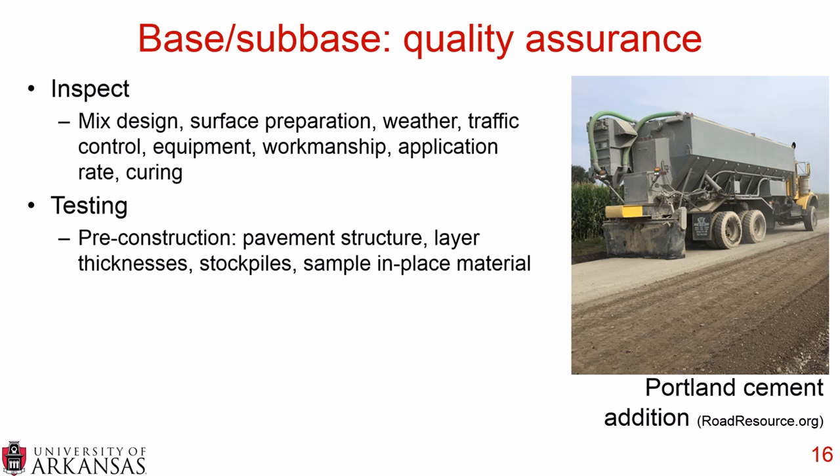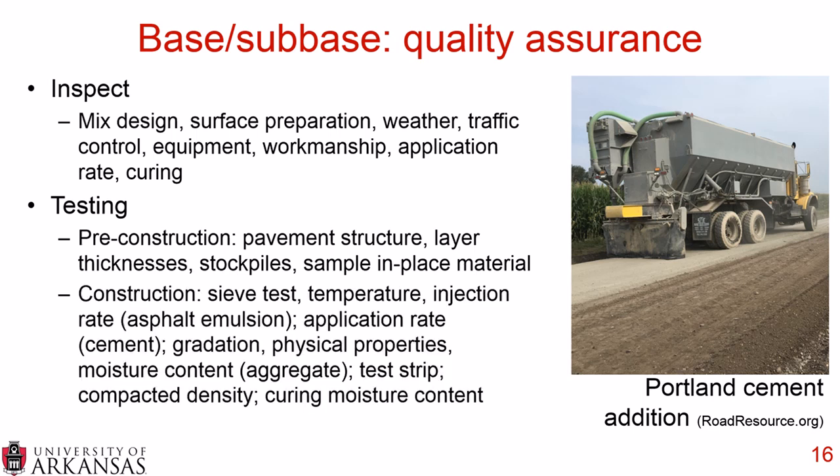And so different types of testing that you can do for pre-construction, that includes taking a look at the existing pavement structure. You can also use a ground penetrating radar for this. The layer thicknesses by taking cores. You want to make sure you're testing stockpiles that you're using, and you're sampling in-place material on the job site itself. During construction, you might want to run a sieve test on the reclaimed material to make sure it's within specification. You want to make sure all the temperatures are correct of all the materials that you're adding, the ambient temperature as well. Checking the injection rate of the asphalt emulsion and water, the application rate of the cement. Looking at the aggregate gradation, any physical properties and moisture content is very important.